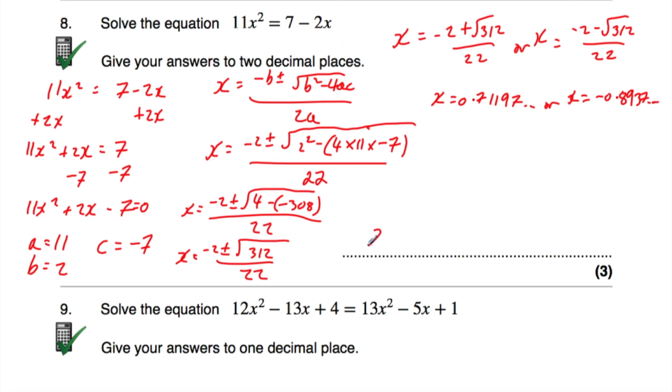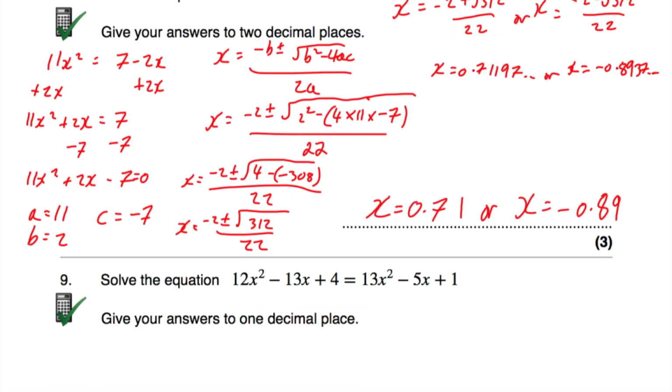to two decimal places. x is going to be equal to, in this case, 0.71, or in this case, x is equal to negative 0.89, since we had 893. And that's our two solutions, that either x is equal to 0.71 or x is equal to negative 0.89. And that's it. Okay, let's have a look at our next question, question number 9.